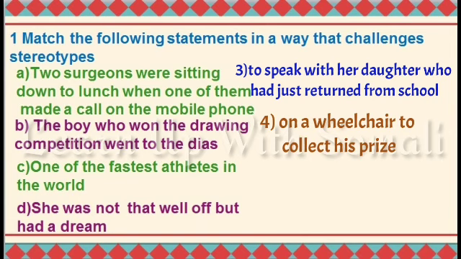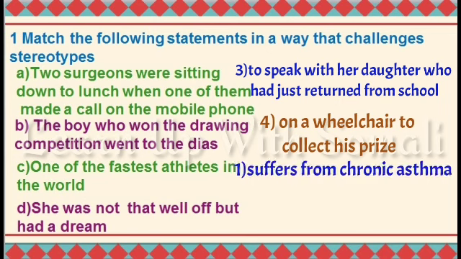C: One of the fastest athletes in the world suffers from chronic asthma. D: She was not that well off but had a dream, to become an astronaut, which she did.